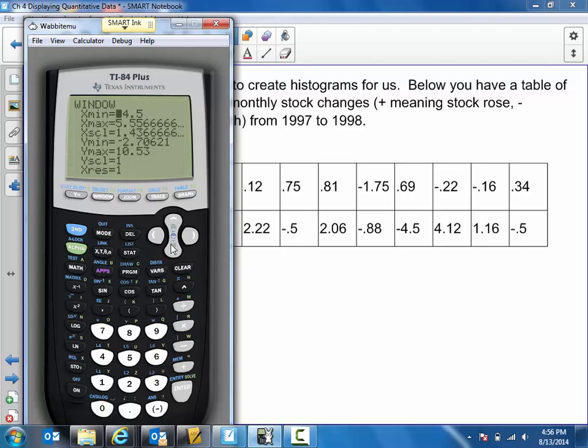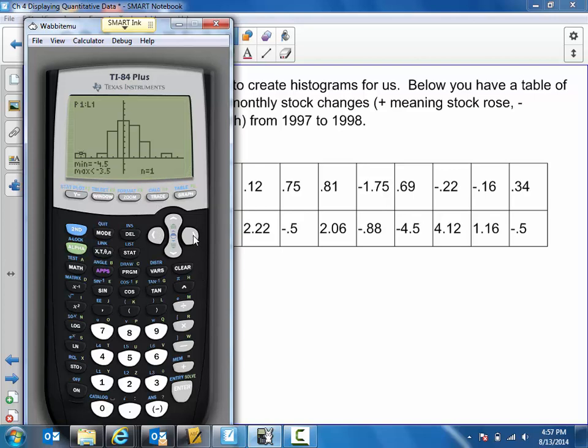Instead of setting it to 1.4 whatever, let's just change it to 1. Now the bin width will be 1. And let's go back to zoom, oh, nope, not ZoomStat. I'm sorry, because it's going to reset the X scale. It's actually probably good that I did that. 1, and then we'll go back to graph this time, not ZoomStat.